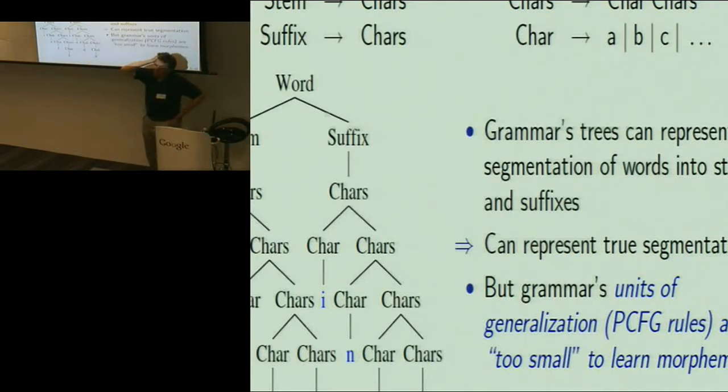But I would hope all the computational linguists in here would be boggling at this stage. Even though these trees can represent the distinctions we're interested in, there's no way that these PCFGs can actually learn that. The reason is that inside a PCFG, the parameters are associated with rules, but the rules here are too small a unit of generalization. This PCFG can learn things like the probability that n is a character, but that's not what I want to learn. I want to learn the probability that talk is a stem, but there's no single rule that encodes that here. So no matter how I tweak these parameters, I can't learn the generalizations that I want to learn.